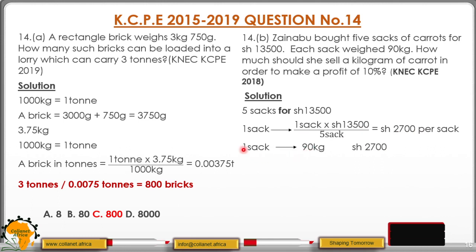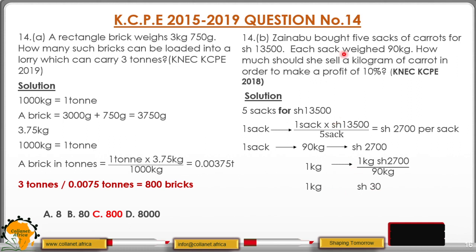Now 1 sack has 90 kilograms and it costs 2,700. Therefore 1 kilogram will cost how much? 1 kilogram, you multiply by 2,700, you divide by 90. So this will give you the price of 1 kg. So 1 kg cost 30 shillings.